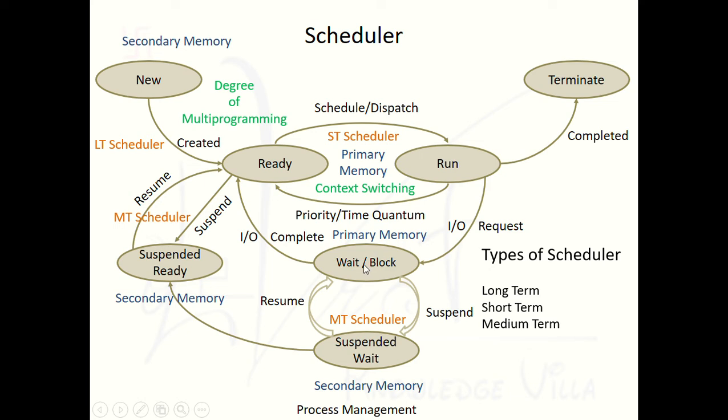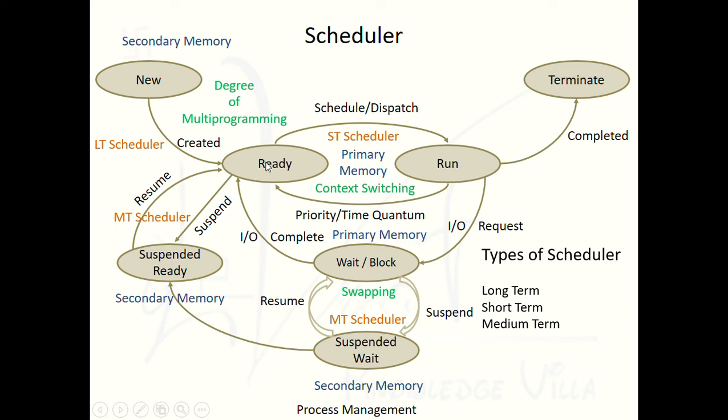we will pull back a number of processes into secondary memory. Get it? And this is going to be done by the medium term scheduler. So it is the role of the medium term scheduler, and this activity is known as swapping.